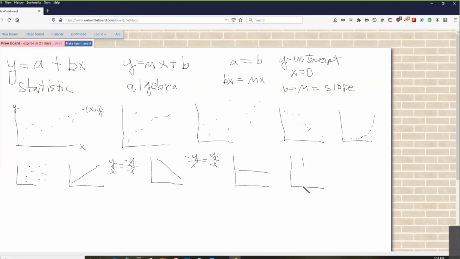If I have a vertical line, that's considered undefined. That is considered undefined, so you won't see that showing up at all.